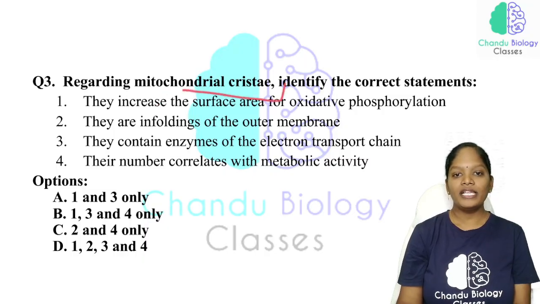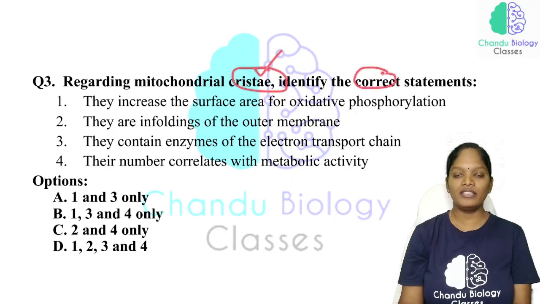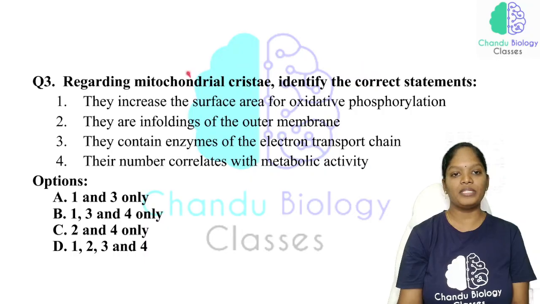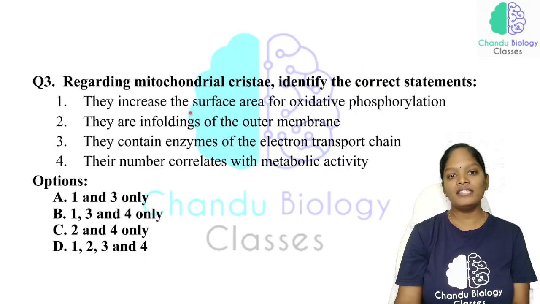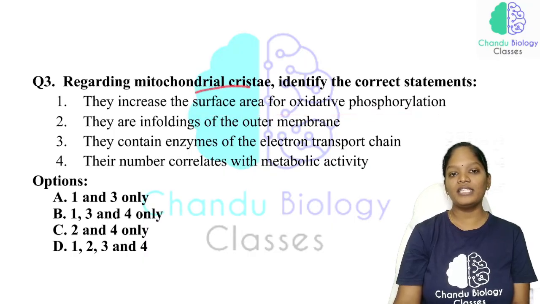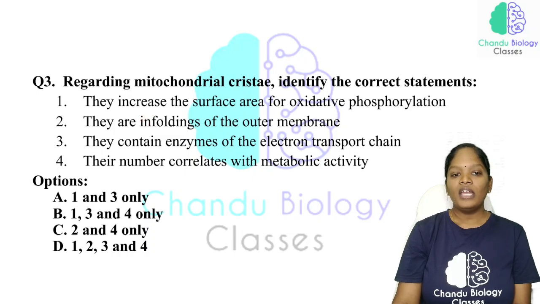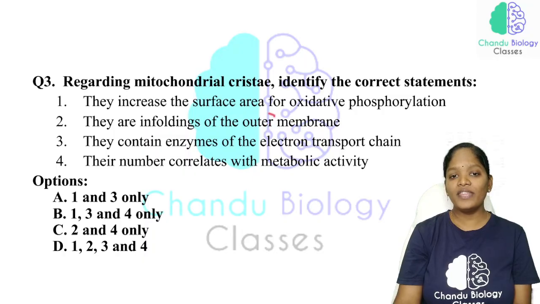Regarding the mitochondrial cristae, identify the correct statements. Okay, so now the question is related to the cristae, and they have asked us to select the correct statements. Cristae increase the surface area for oxidative phosphorylation. They are the enfoldings of the outer membrane. They contain enzymes for the electron transport chain.